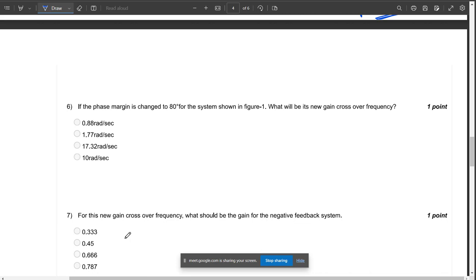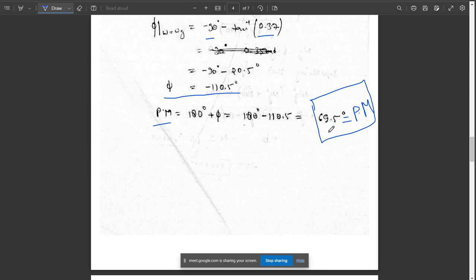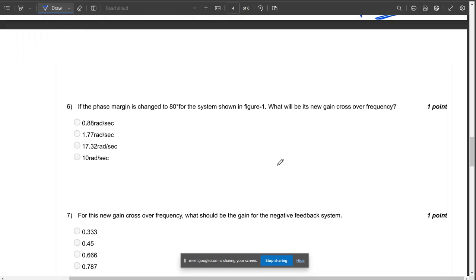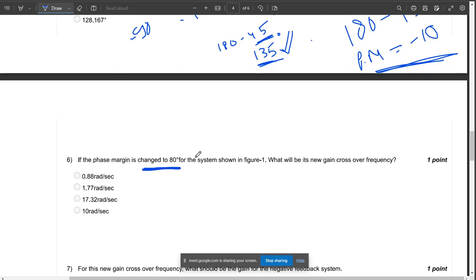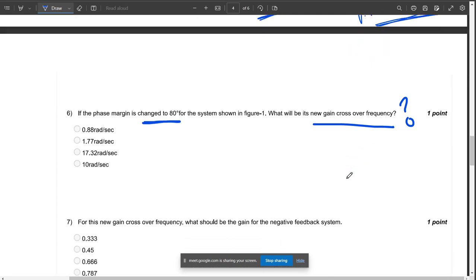As I told you, here the phase margin was 69.5 degree. Similarly, now let's see if the phase margin changed to 80 degrees. It has increased from 69.5 to 80 degrees for the system. What will be the new gain crossover frequency? Here the question says that the phase margin is 80 degrees. Now for this phase margin, what will be the new gain crossover frequency? So how to solve this question?